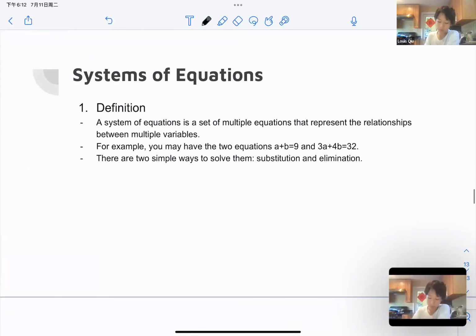Okay, so for a system of equations, a system of equations is a set of multiple equations that represent the relationships between multiple variables. So, for example, you may have two equations, a plus b equals 9 and 3a plus 4b equals 32. And there are two simple ways to solve them. It's substitution and elimination.